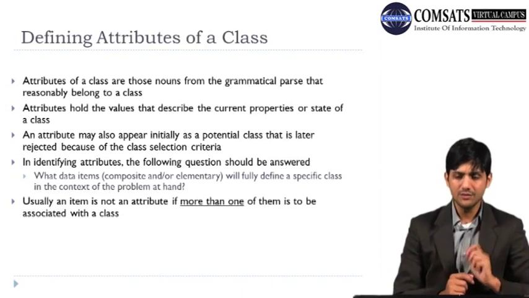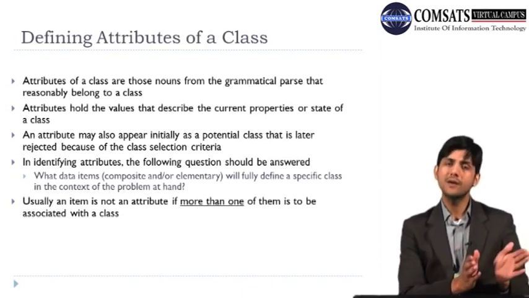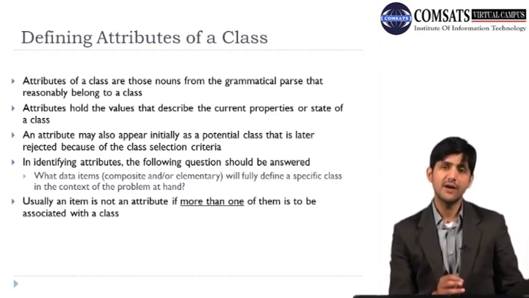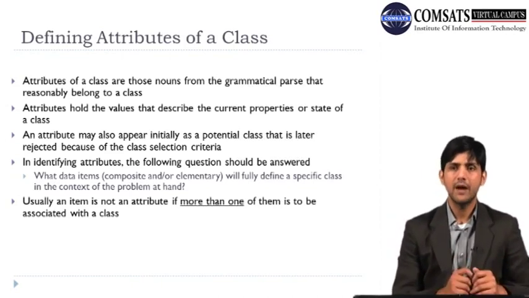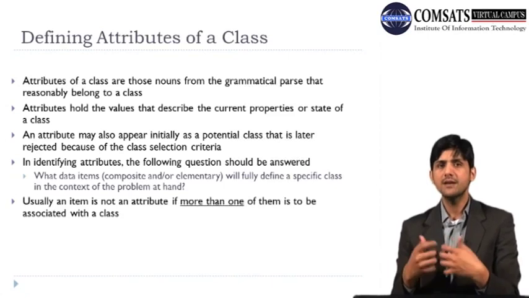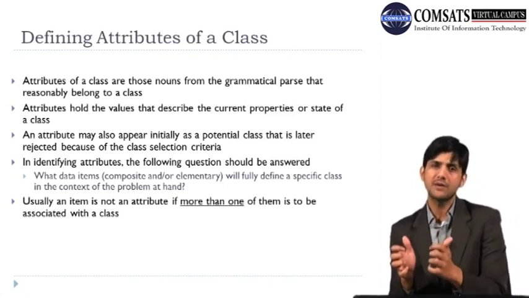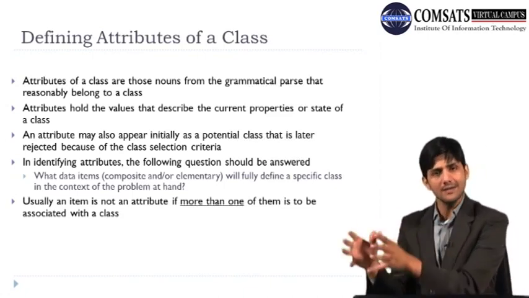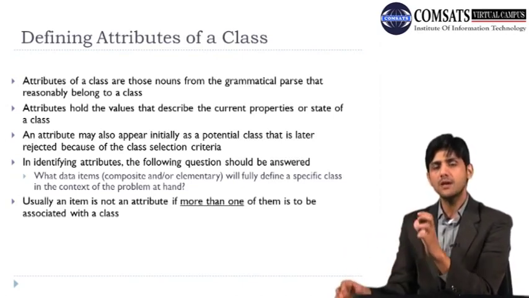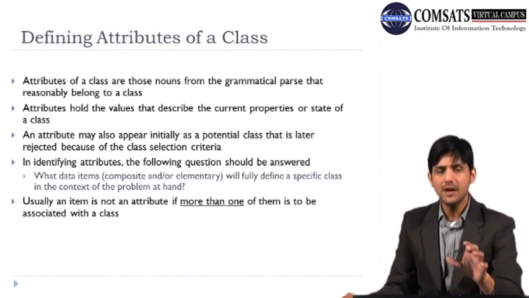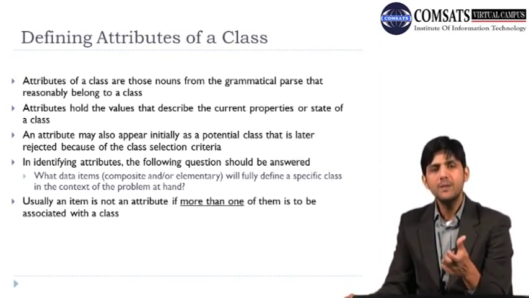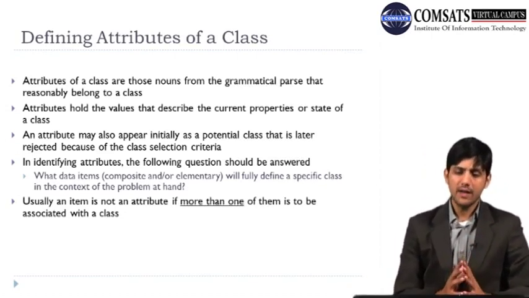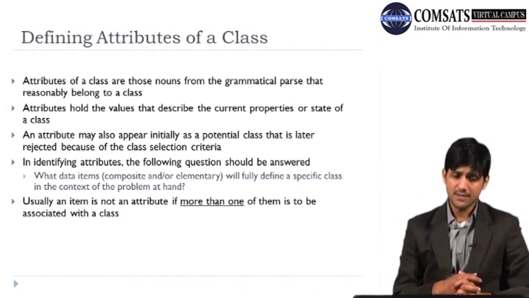Attributes of a class are those nouns from the grammatical parts that reasonably belong to a class. So for example, we saw lots of different nouns which we identified as potential classes, and we accepted some of those and we rejected most of those. And all those rejected nouns become the attributes of different classes. So we now need to match those rejected nouns to the identified or accepted classes, the domain classes. And for the one you think it belongs to, we say, okay, this is an attribute of this class. So for example, sensor type would be an attribute of the class sensor because it clearly belongs to that particular domain class. Attributes hold the values that describe the current properties or state of a class.